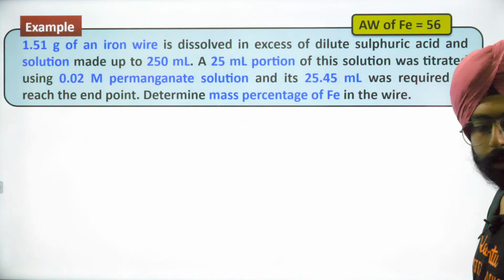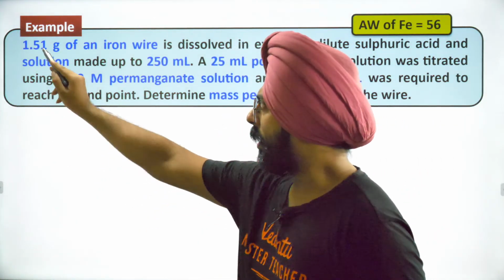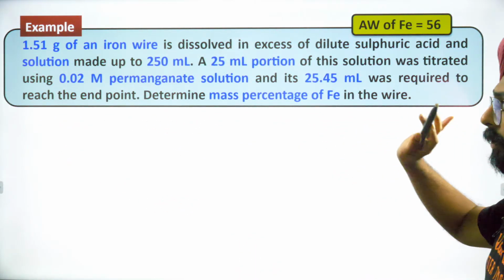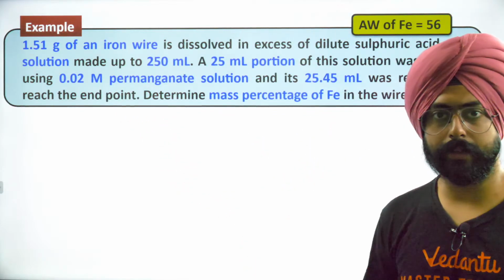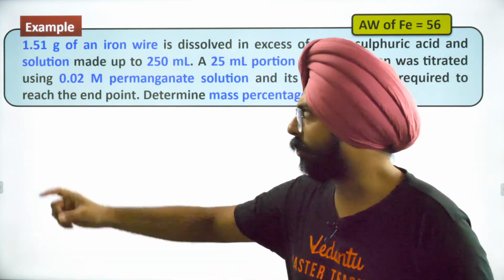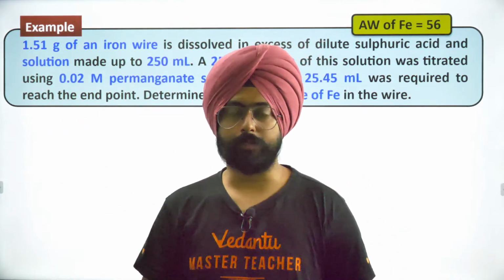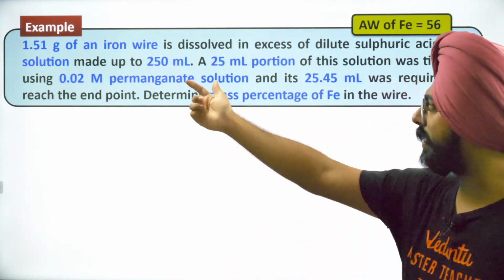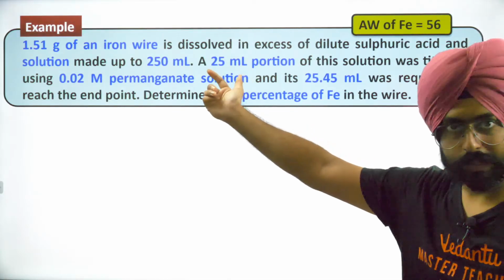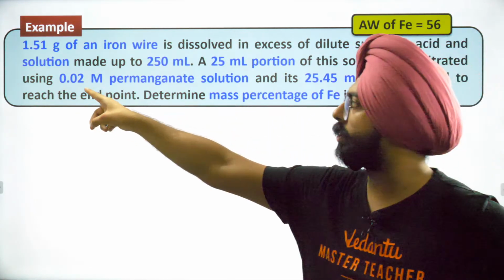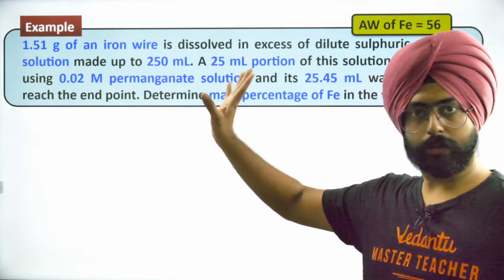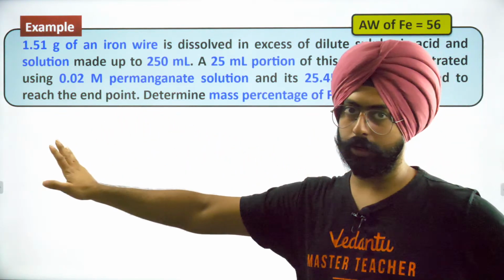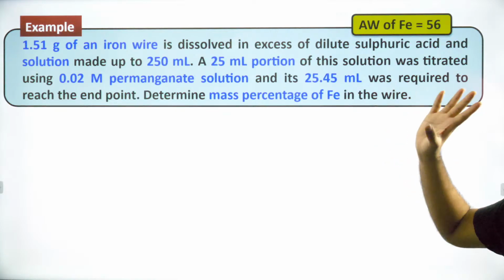Let's look at this. Read it very carefully. 1.51 grams of an iron wire is dissolved in excess of dilute sulfuric acid and the solution is made up to 250 milliliters. तो क्या किया अपन ने? We took an iron wire, we dissolved it in sulfuric acid H2SO4 and then that solution is made up to 250 milliliters. Out of that 250 milliliter, 25 milliliter portion was taken and it was titrated using 0.02 molar permanganate solution. Its 25.45 milliliters was required to reach the end point. Finally, determine the mass percentage of iron in the wire.